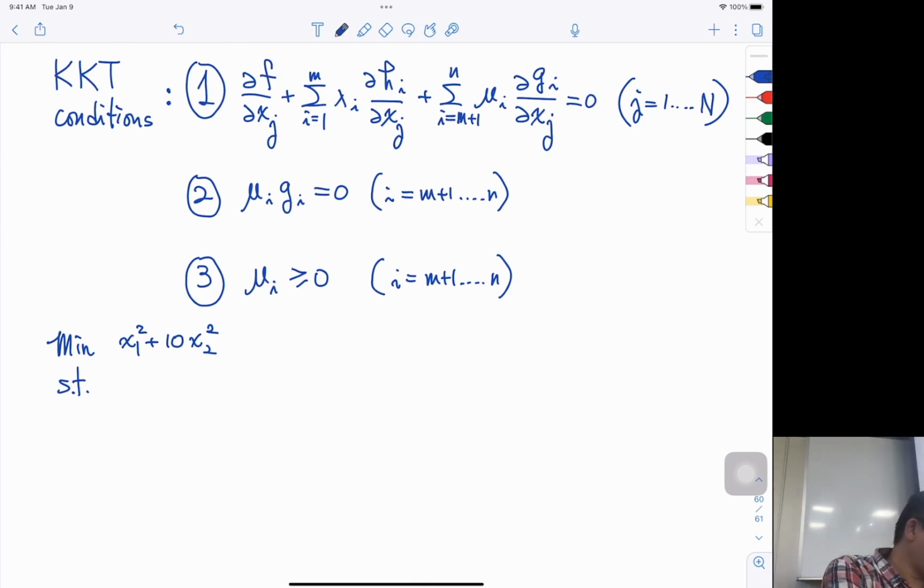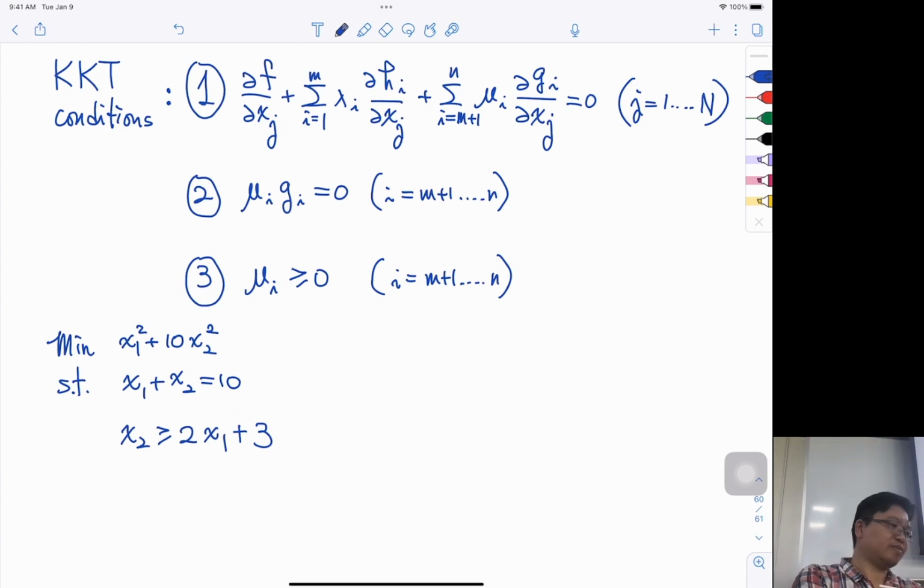We can say x1 plus x2 equals 10. And let's get, so I have a line like that. I have contours like that. I need, okay, so it would be x2 larger than x1, maybe 2 times x1 plus 3 maybe. There must be a solution for this problem. Is it active? Let me see.